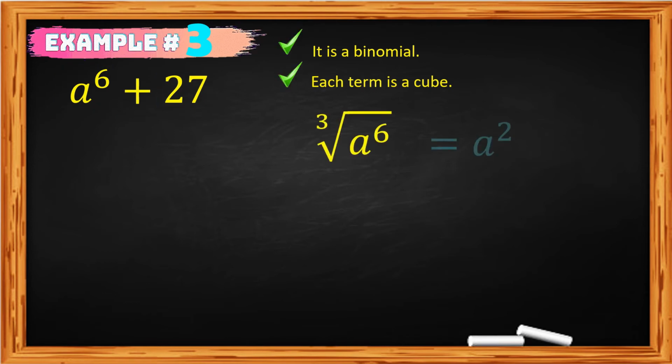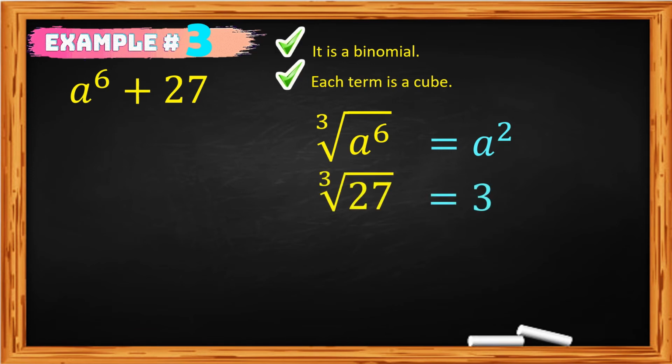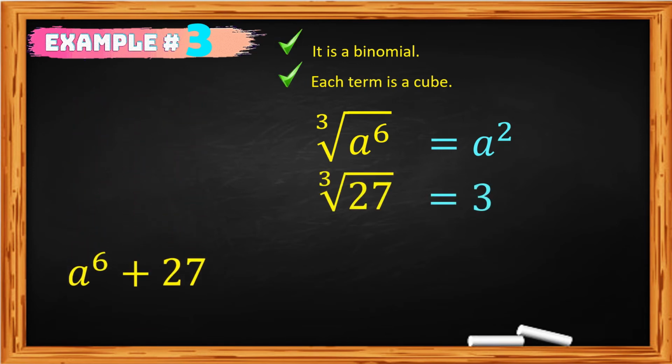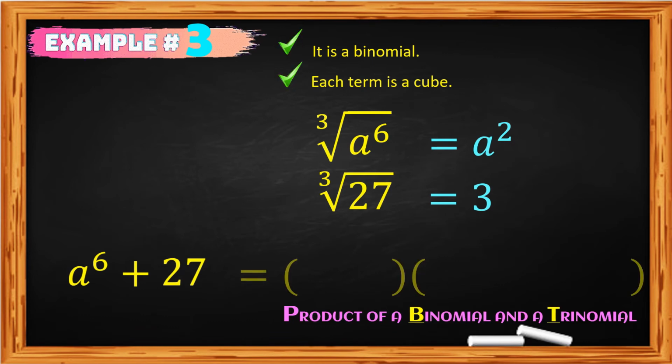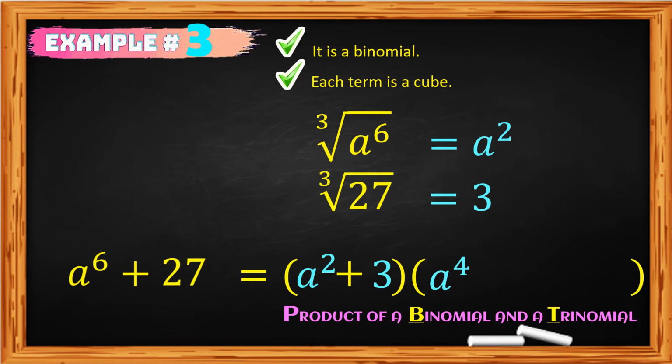Cube root of a to the 6th, we have a squared. Cube root of 27 is 3. So now we can write it as the product of a binomial and a trinomial. The first term is a squared, then the second term is 3. Then we keep the operation plus for the binomial factor. Then for the trinomial, square the first term: we have a squared to the second power, we have a to the 4th.